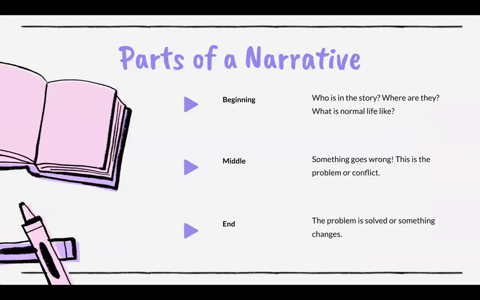It has three main parts: the beginning, the middle, and the end. So, in the beginning, we talk about who is in the story, where are they, what is normal life like. We establish the baseline for what the story is going to build off of later on. Then, in the middle, we have a conflict, we have a problem. Something goes wrong, and something is different from what it was like in the beginning. And at the end, the problem is solved or something changes. We see a resolution, which we'll talk about in later lessons.